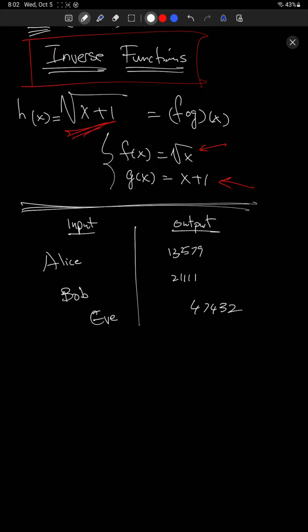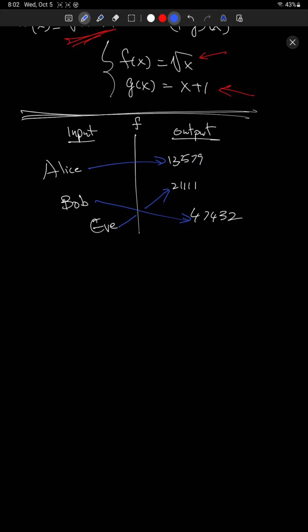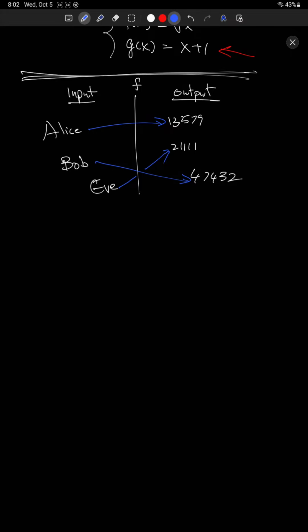And this function, I'm going to call it f here, perhaps. It's the function that associates each student to their student ID number, right? So maybe Alice's student ID is this, Bob's student ID is that, Eve's student ID is that right there. Okay. So this is a nice function.